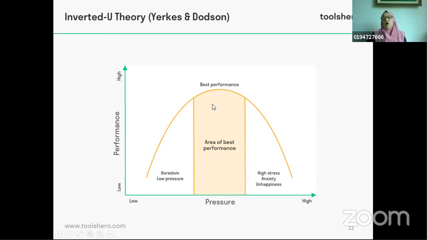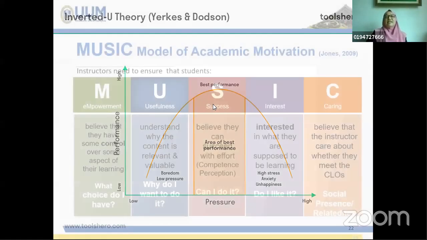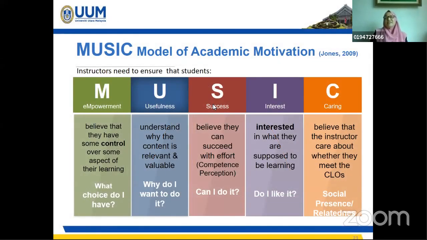This is what we call optimum level of engagement from students. I think this is my last slide. I would like to conclude today with the MUSIC model. I love this Professor Brad Jones. I use a lot of his YouTube videos for my students, because I'm teaching human motivation. This is the one model that summarizes everything about academic motivation in education, actually.